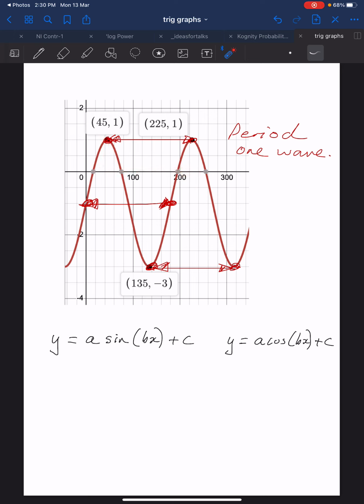All right, so let's go and find the period. The period equals 225 minus 45 equals 180. So the period here is 180. Let's just leave that there.